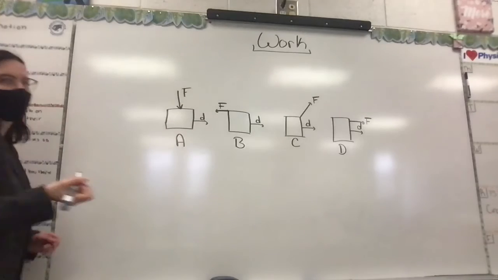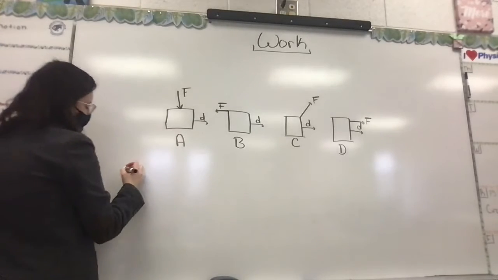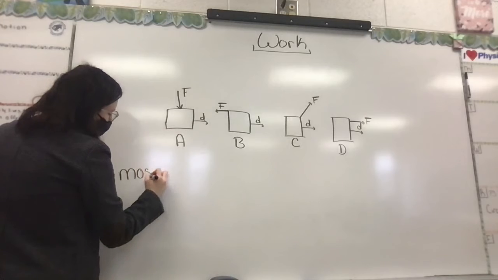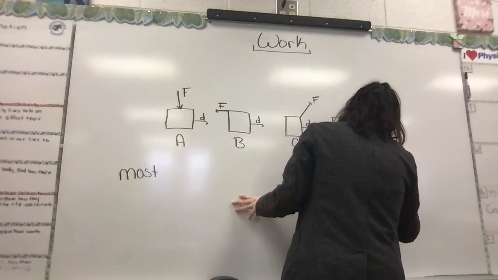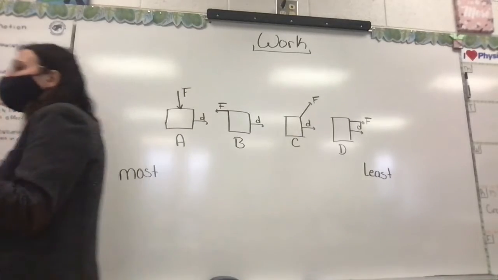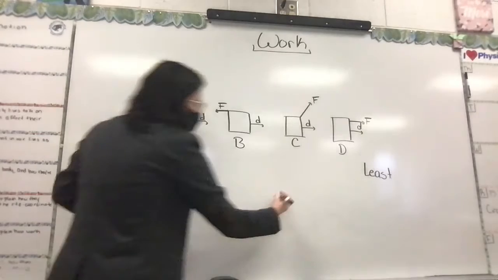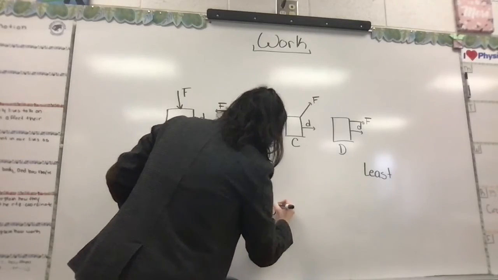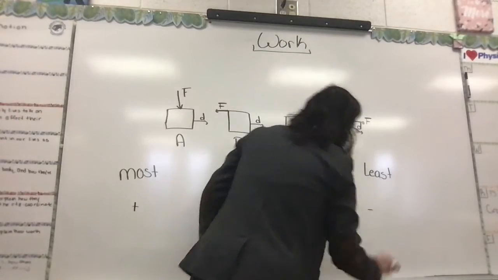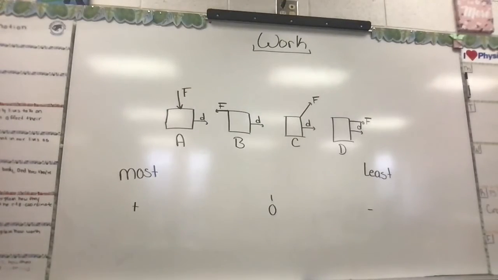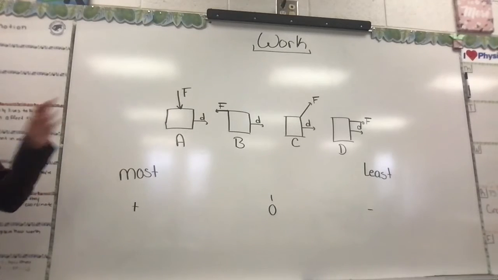And we're going to call these A, B, C, and D. So what we need to do is look at these and organize them from the most work that's being done to the least work that's being done. And when we think about this, we need to think about it like a number line. So let's say that it's like 0 is in the middle. So all over here would be positive work, and over here we're going to make negative work, okay? So which one is doing the most work? Which one? D.